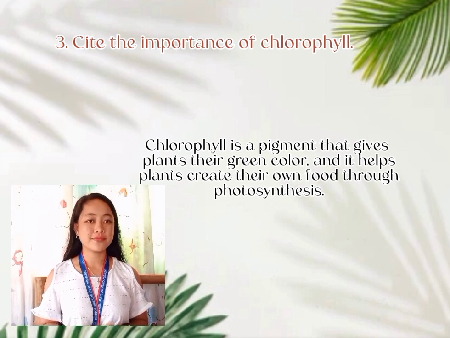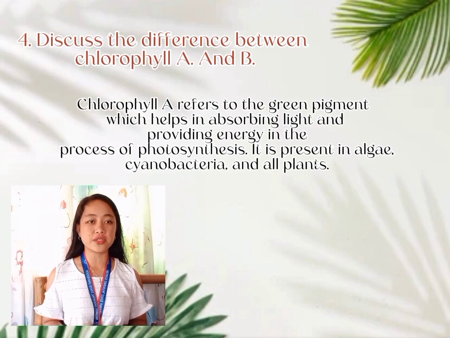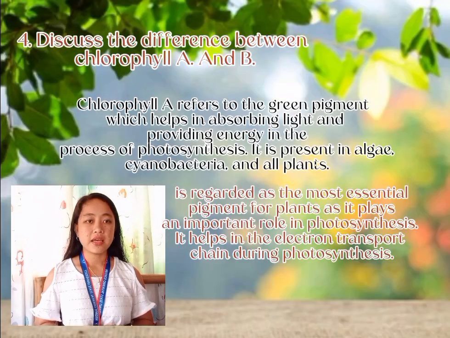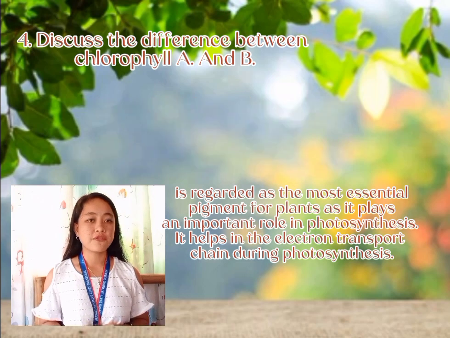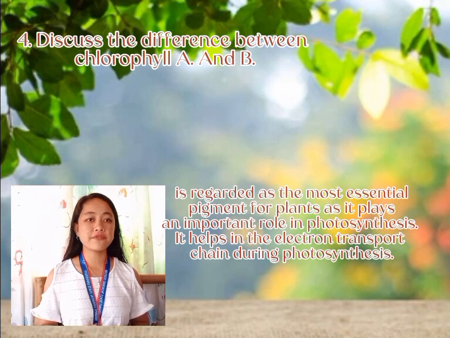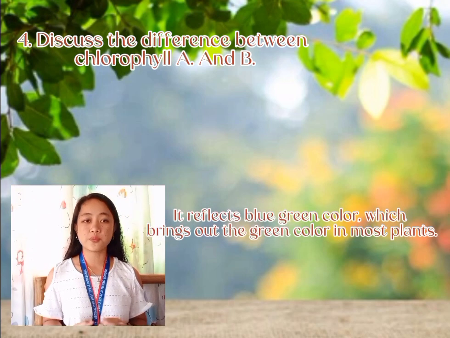The question number 4. Discuss the difference between chlorophyll A and B. Chlorophyll A refers to the green pigment which helps in absorbing light and providing energy in the process of photosynthesis. It is present in algae, cyanobacteria, and all plants. Chlorophyll A is regarded as the most essential pigment for plants as it plays an important role in photosynthesis. It helps in the electron transport chain during photosynthesis. It reflects blue-green color, which brings out the green color in most plants.